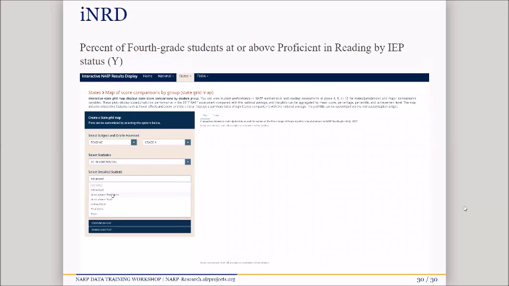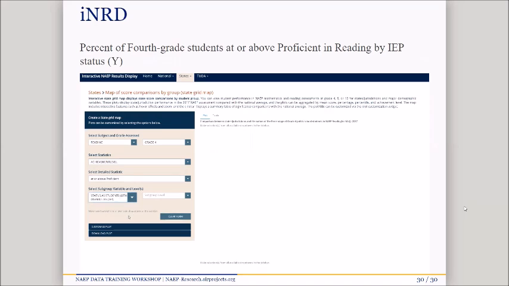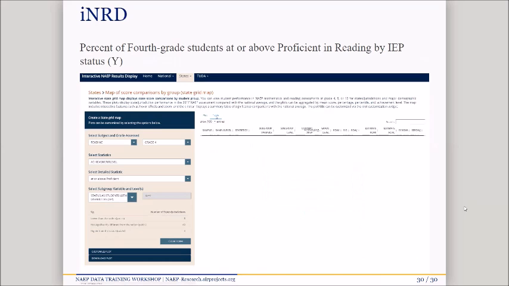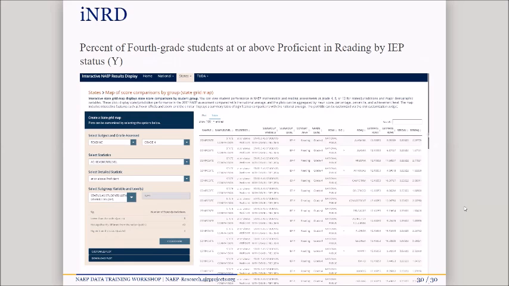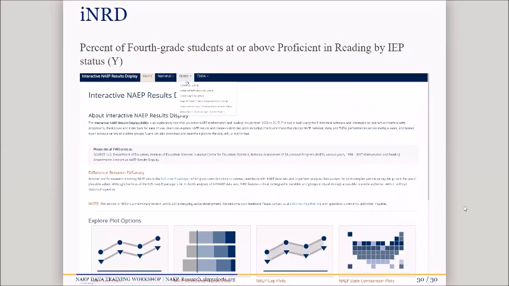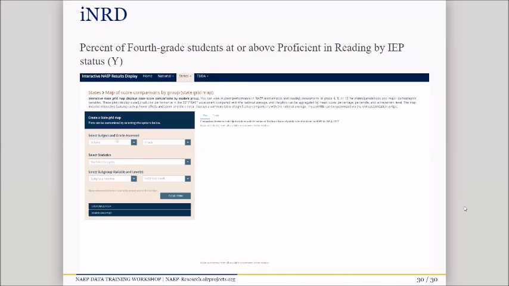Finally, we have the percent of fourth grade students at or above proficient in reading. This is an interactive state map using Plotly, a different R package that builds off of ggplot2 to allow some basic interactivity. Once you select a particular subset, you can hover over different states and it will show the percent at that level, and then you can check out the table. One feature we also have is that you can export them to SVG or PNG, what have you. That's what we have for the INRD. Thanks, everybody.